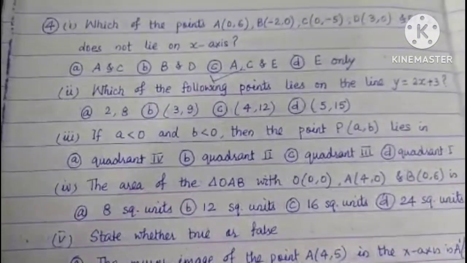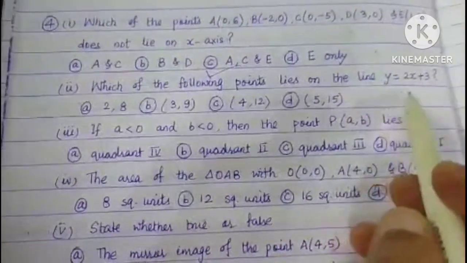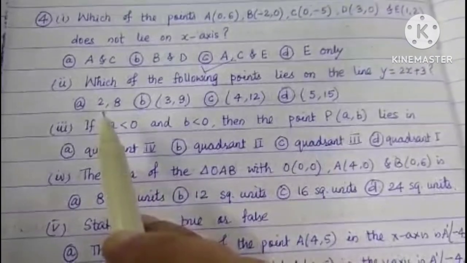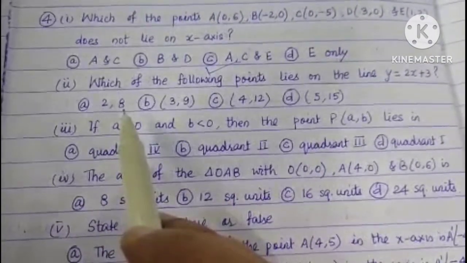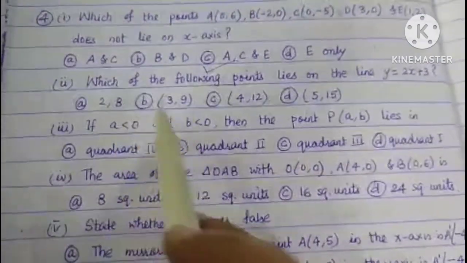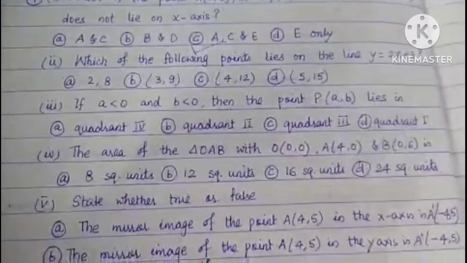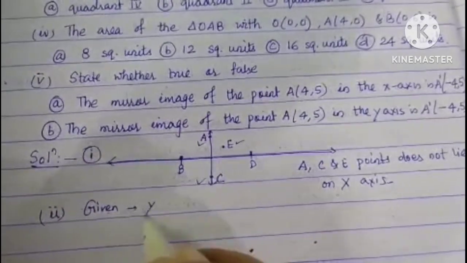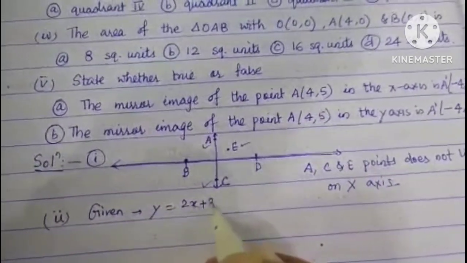Which of the following points lie on the line y equal to 2x plus 3? Simply we will put the value of x, then we see whether the value of y comes out right or not. We will check all of these, and we can tell. So the given line is y equal to 2x plus 3.